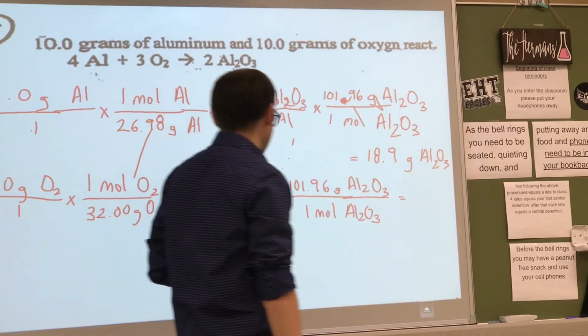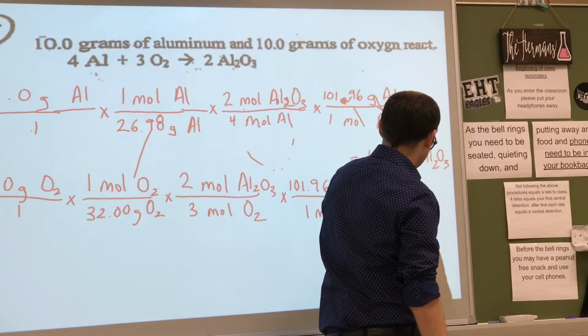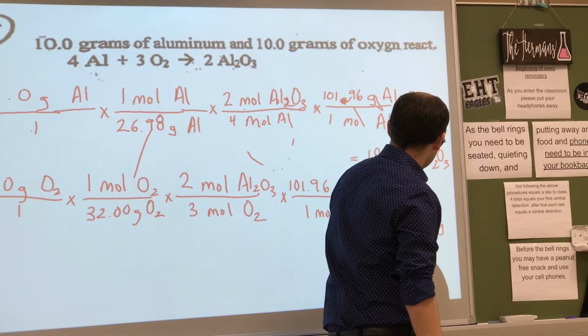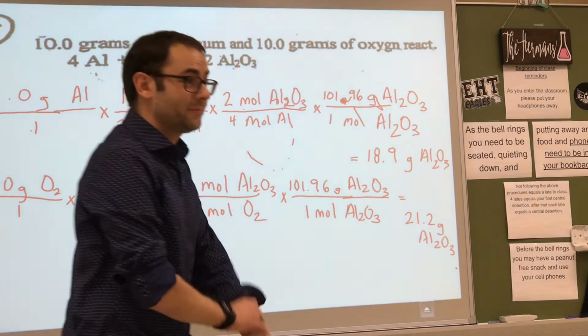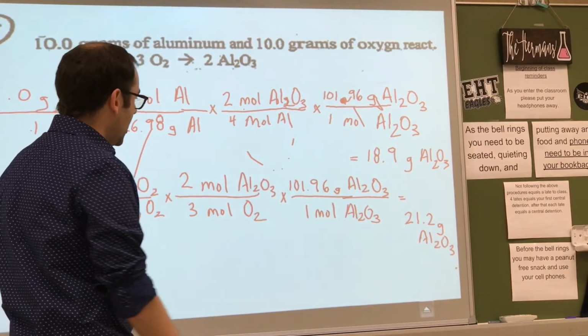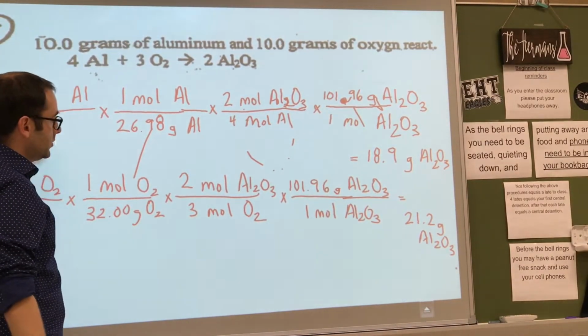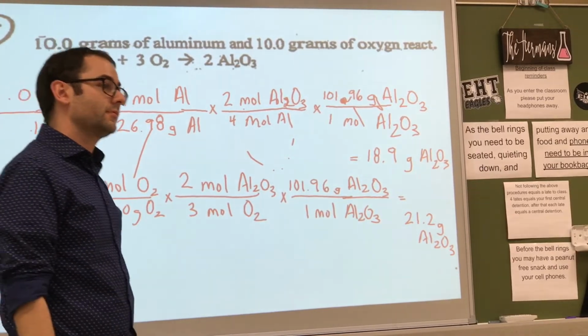Okay, what'd you guys get for this one? 21.2? Yeah, you sure that's right? Yes. It's going on the internet, so everything's true on the internet, right? So it's going to be right. All right, so what do we do next? Convert the limiting reactant to excess.